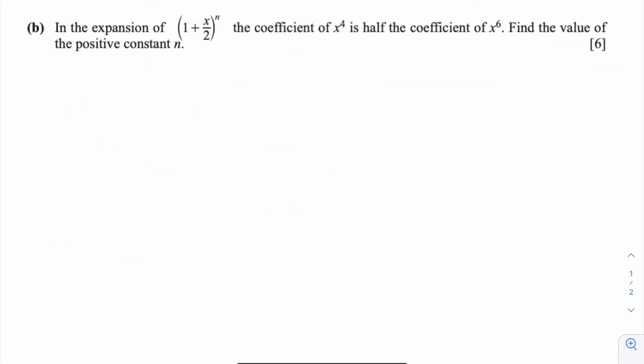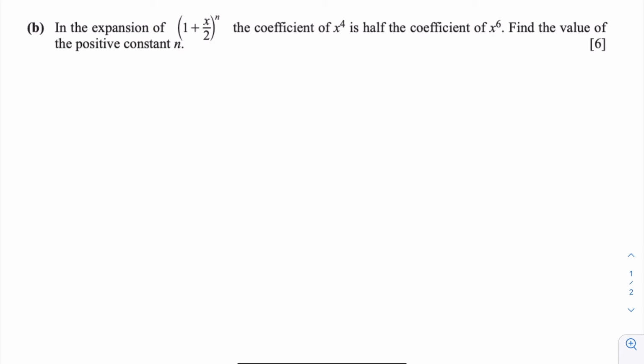Okay, so let's look at the last problem of the video. So it's in the expansion of 1 plus x over 2 all to the power of n. The coefficient of x to the power of 4 is half the coefficient of x to the power of 6. Find the value of the positive constant n. So if you want to attempt this, pause the video here. But if not, let's go through it together.